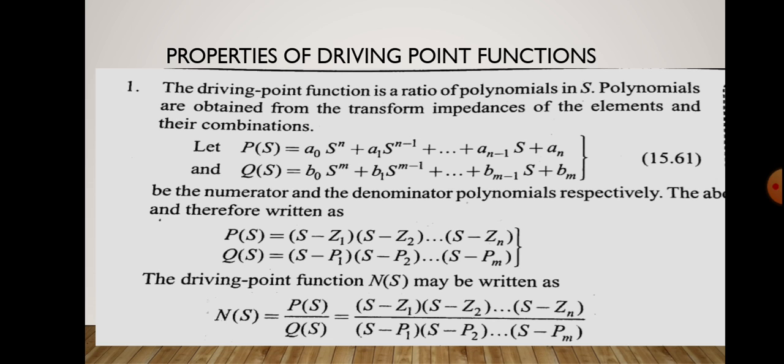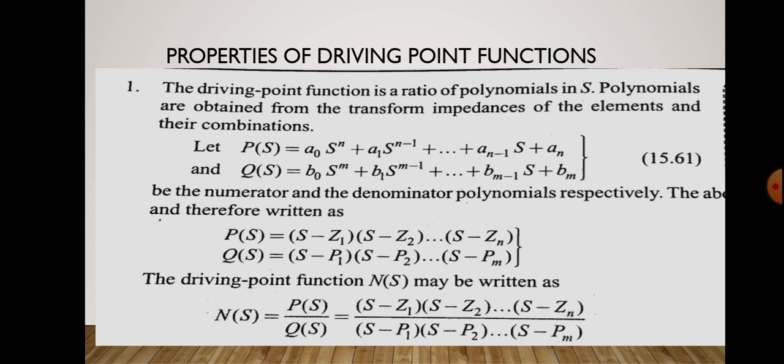First of all, a driving point function is the ratio of two polynomials. There are different driving point functions such as driving point impedance and driving point admittance. In the case of a two-port network also there are different driving point functions. So we can say that it is the ratio of polynomials in S, and the polynomials are obtained from the transform impedance of the elements and their combinations.